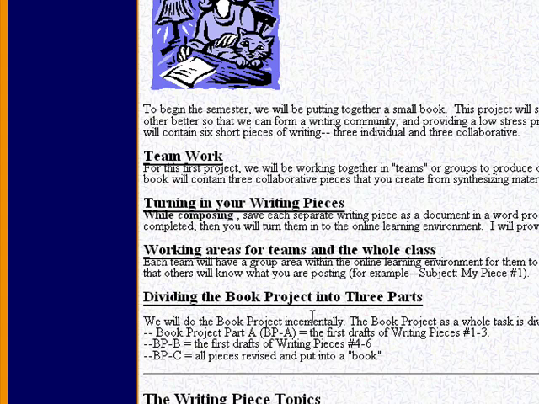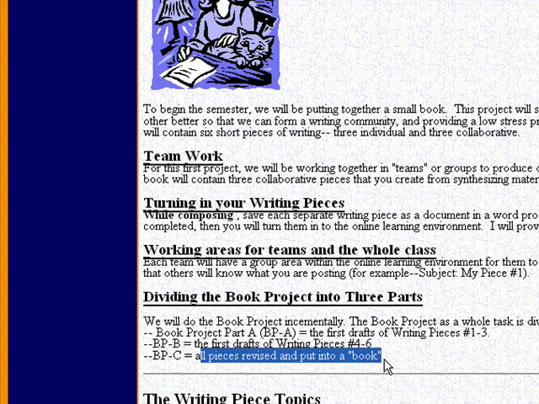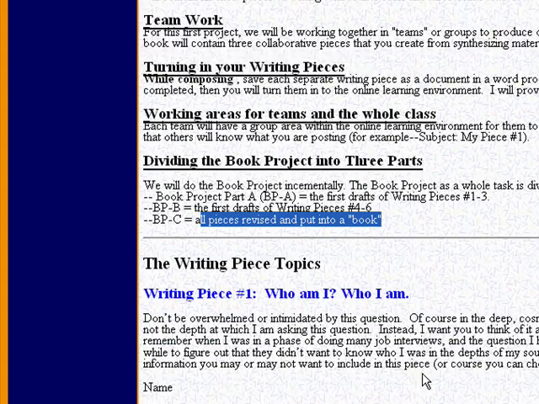As I mentioned, the book project is divided into 3 parts. In part A, you'll be writing pieces 1 through 3. In part B, you'll be doing the drafts of writing pieces 4 through 6. And then in part C, you'll be putting all these pieces together, revised and cleaned up, into the final book. And as you see, I'll go through the topics for writing pieces 1 through 3, which kind of mirror 4, 5, and 6.